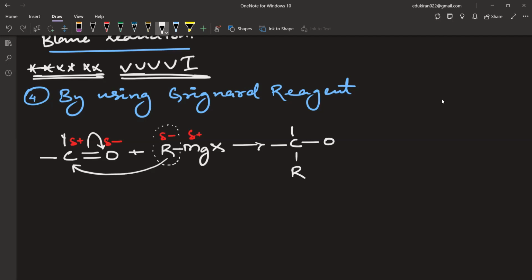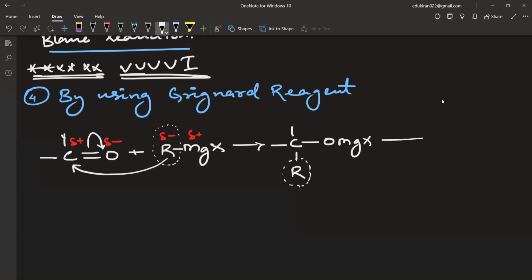So this R is coming from where? This R is coming from the Grignard reagent. Please remember this R is coming from the Grignard reagent. Okay, and this here is O, which will get bonded with MgX.